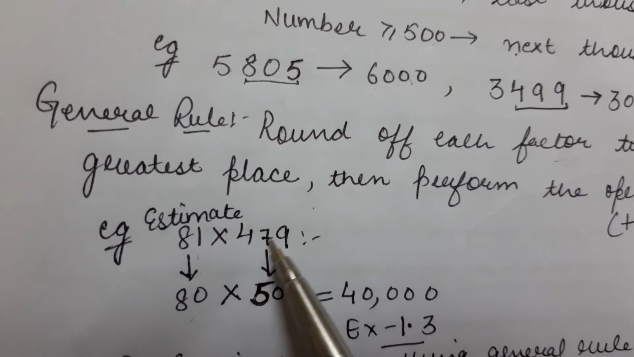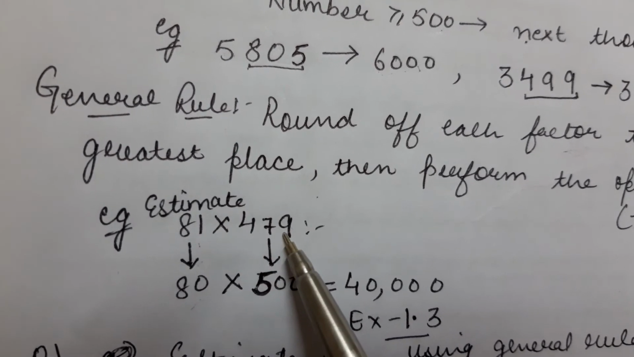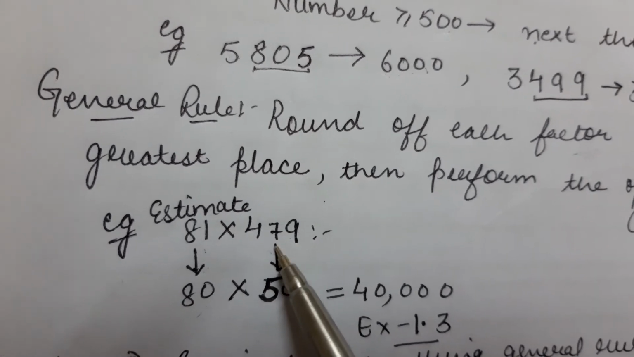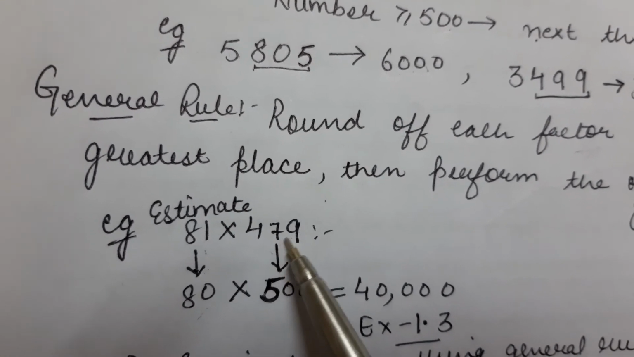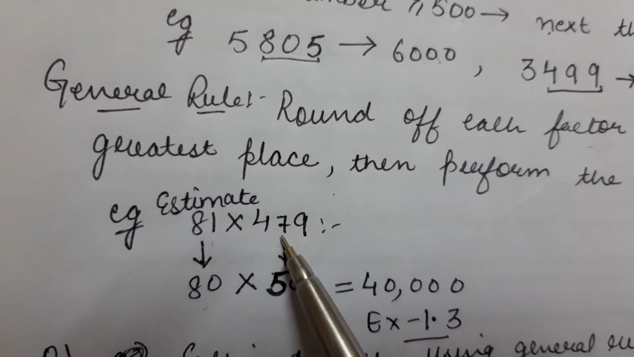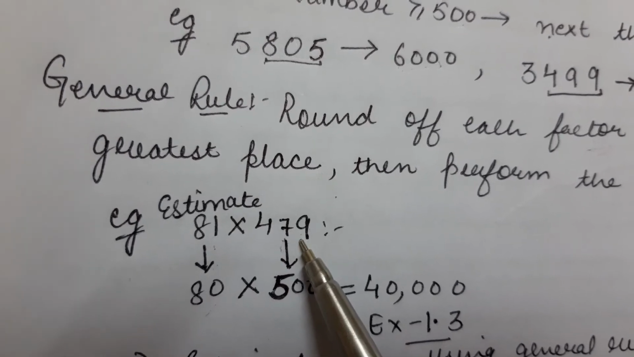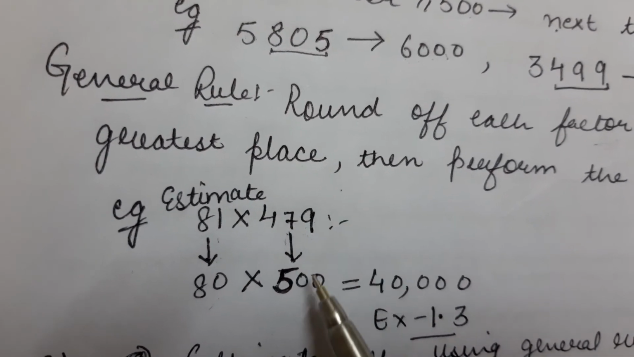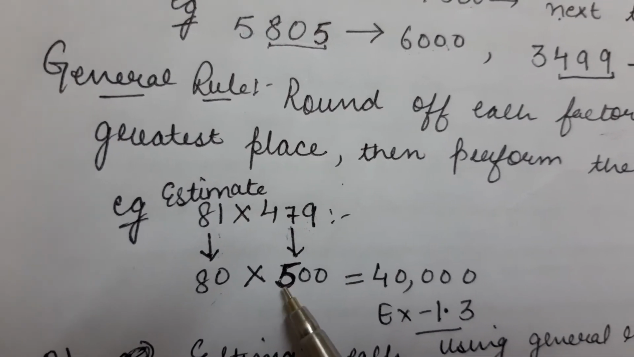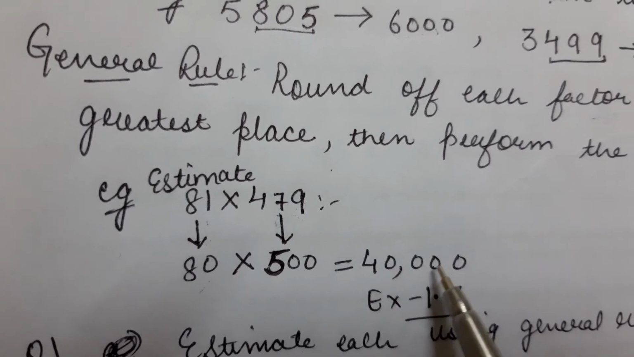Similarly, if I have 479, now this is a 3-digit number, so it will be rounded off to the nearest 100. Now see, 479. Now clearly 479 is greater than 450, the middle value, we will see these two digits. Now 79 is greater than 50, so it will be rounded off to the next 100. Next 100 will be 500. So I will estimate the product. 80 multiplied by 500, it is equal to 40,000.